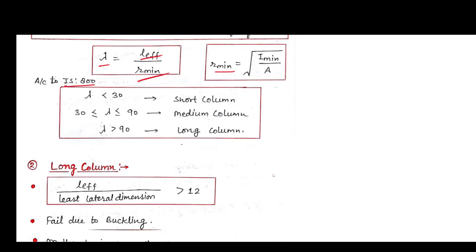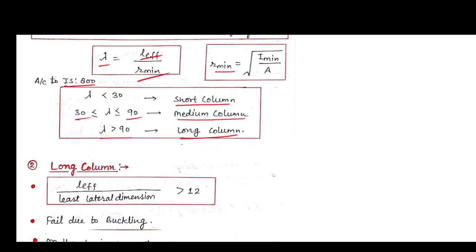Lambda, if less than 30, then it is a short column. If lambda lies between 30 and 90, meaning it is greater than 30 and less than 90, then it is known as a medium column. And if lambda is greater than 90, it is known as a long column. So this is only for the steel part. For RCC, lambda should be less than or equal to 12.